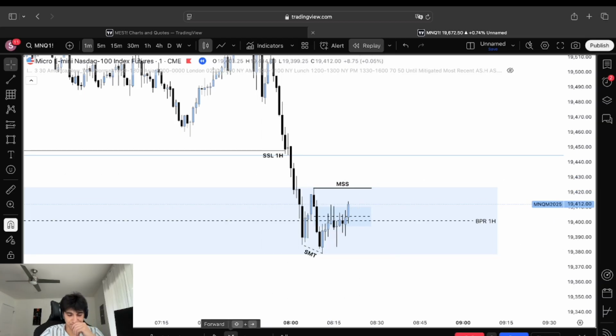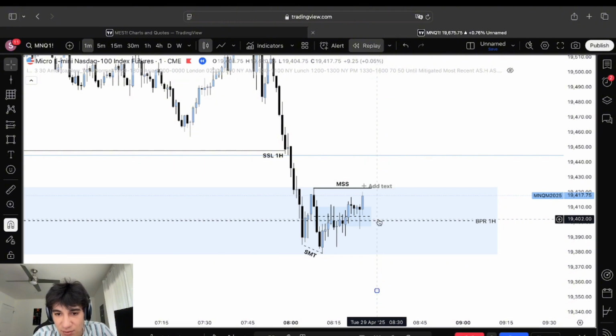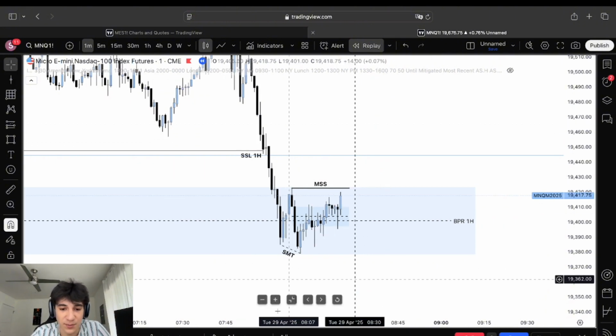And we see price gets the inverse, taps into it one more time. We're continuing to just chop up in it. Just continues. And then I will make a note of this 8:30 market open because this is very important.